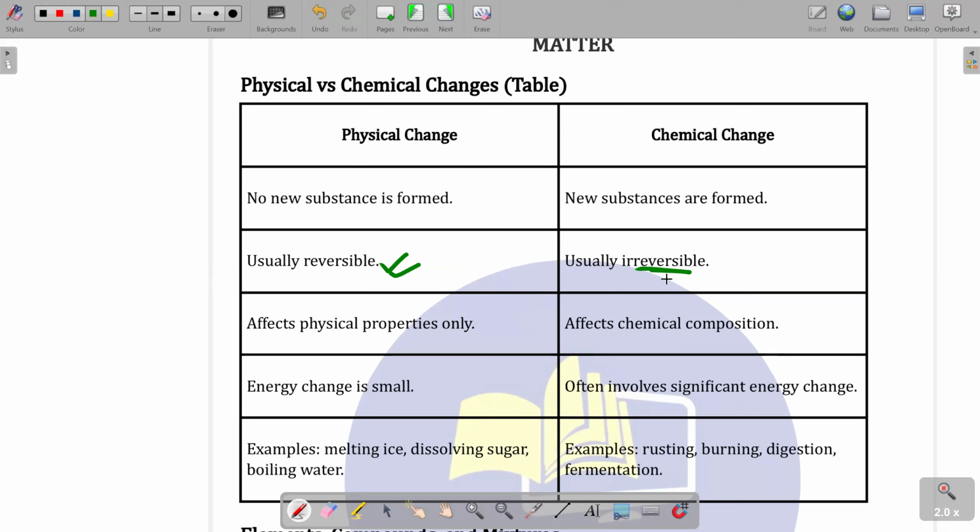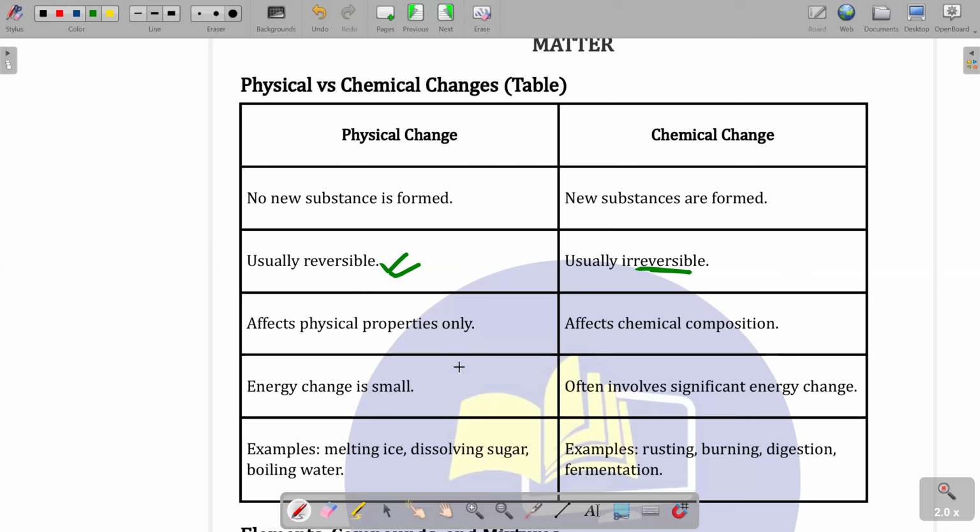But generally speaking, the majority of chemical reactions tend to be one directional. Physical change affects only the physical properties of a substance. It could be solid before and now becomes liquid. Whereas chemical change affects the chemical composition.